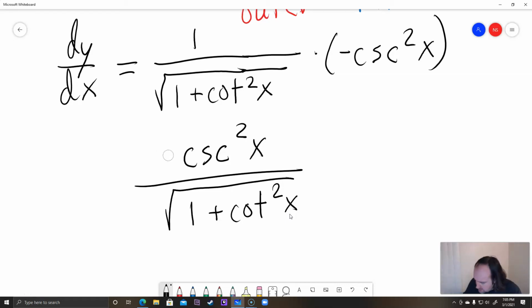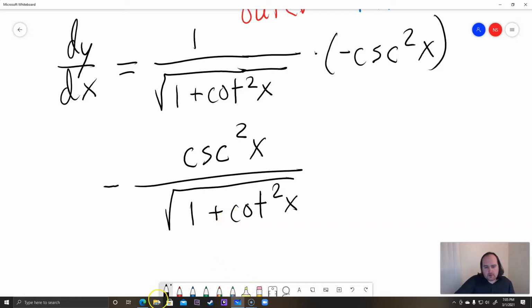Well, first of all, we can just bring the minus out front. So I'll bring the minus out front. And then what we have to do is use a trig identity for the 1 plus cotangent squared of x in the denominator under the radical. Okay, so how do we do that?